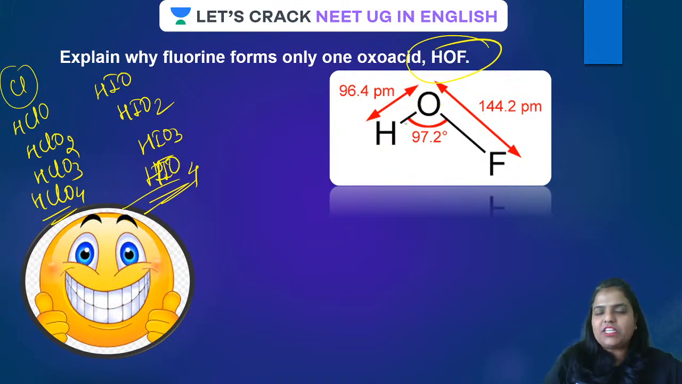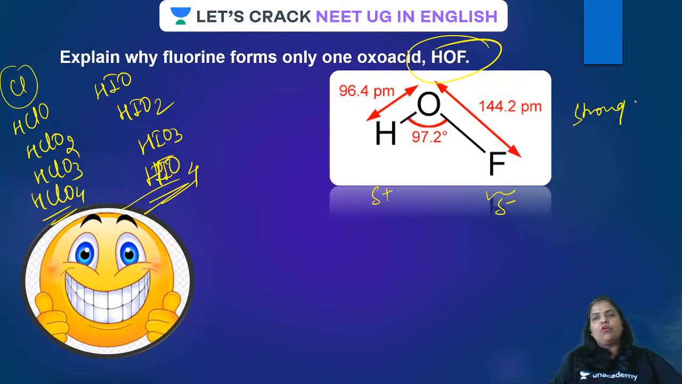Guys, this is the structure, this is the bond angle. And remember, fluorine is extremely electronegative. So this has a partial negative charge, whereas there is a partial positive charge on hydrogen and a very strong hydrogen bonding over here, which we have already discussed.